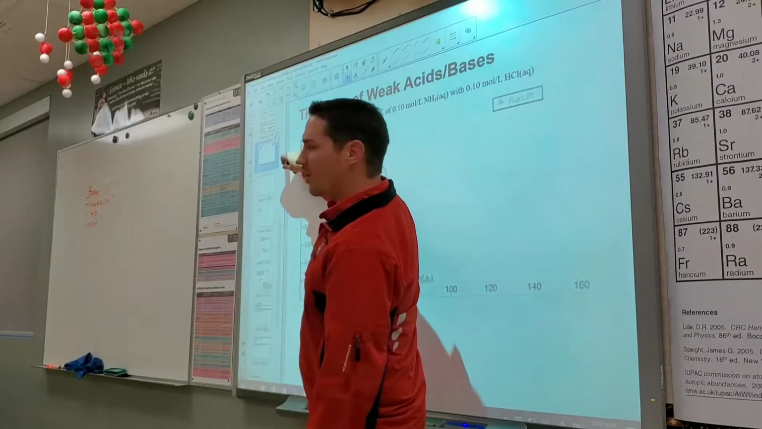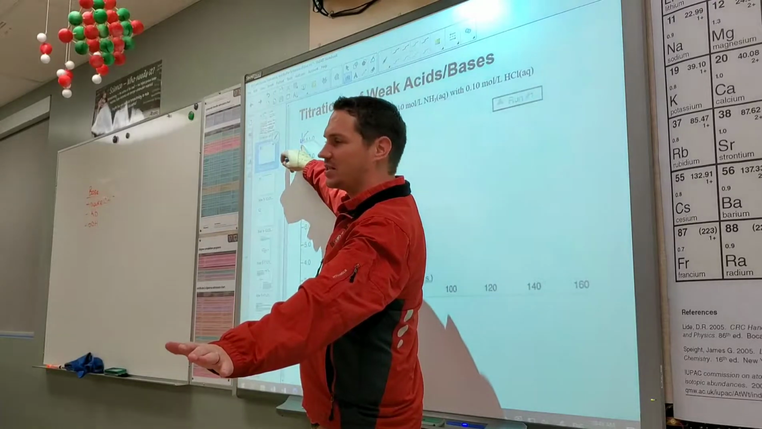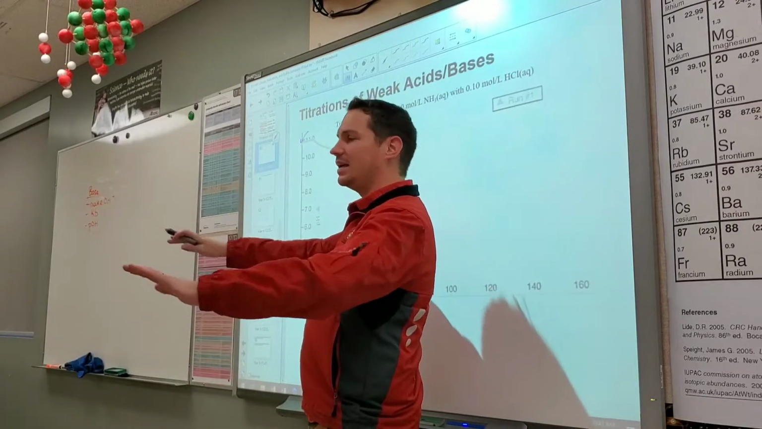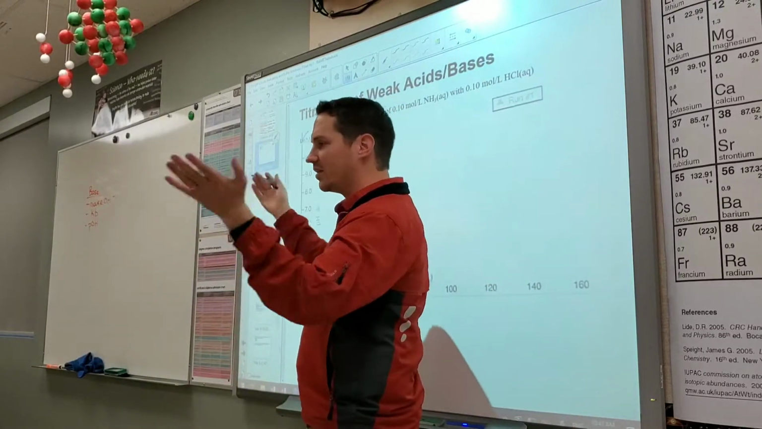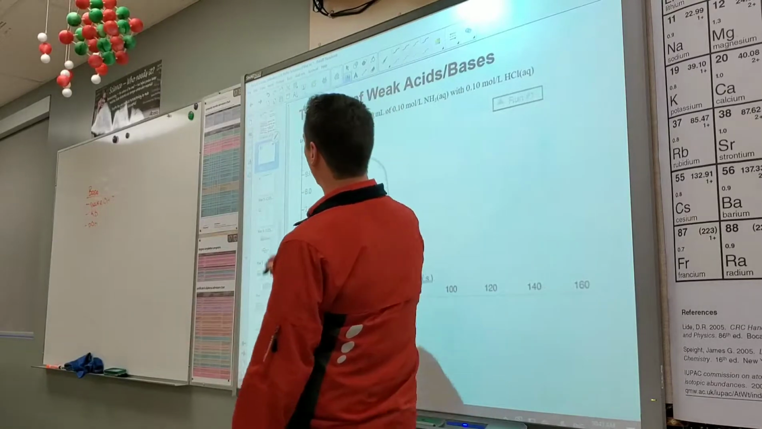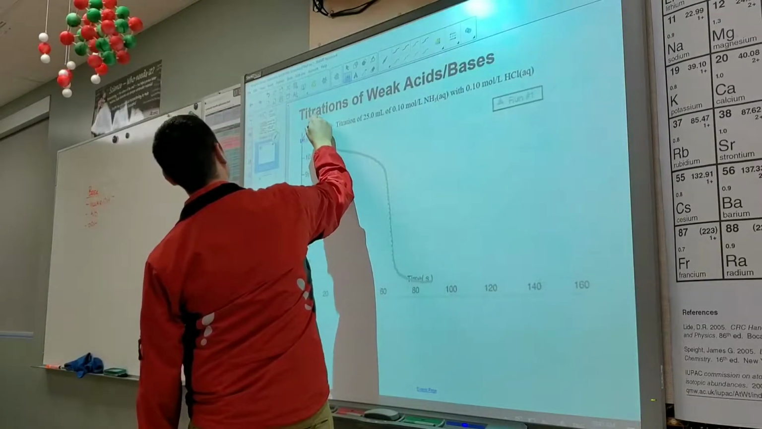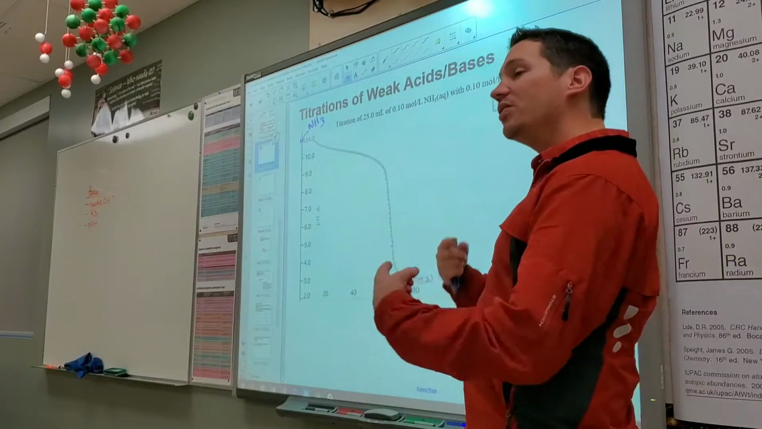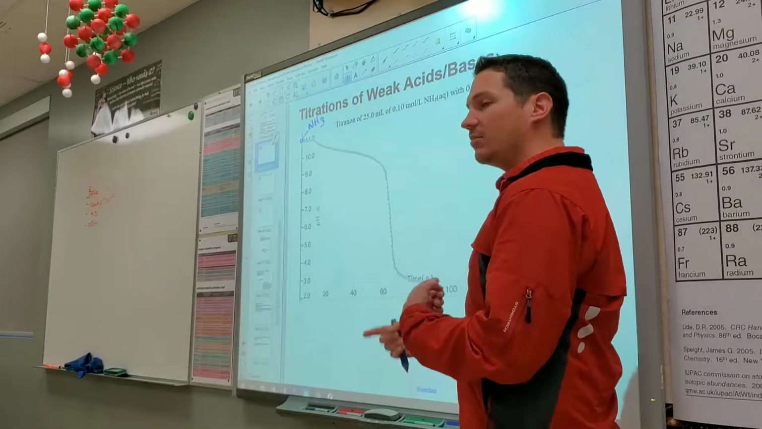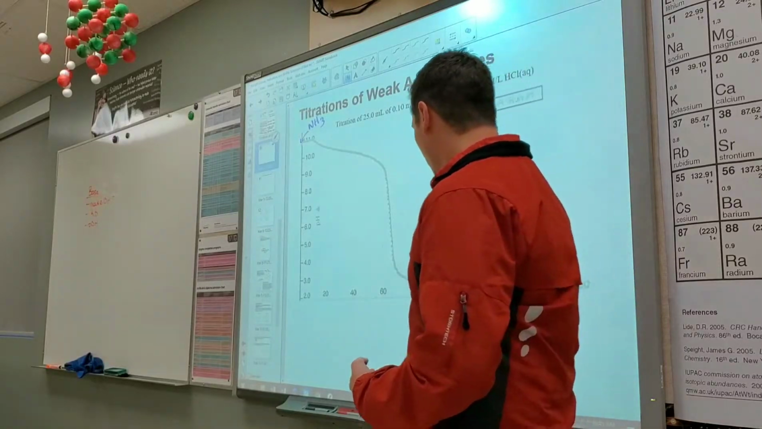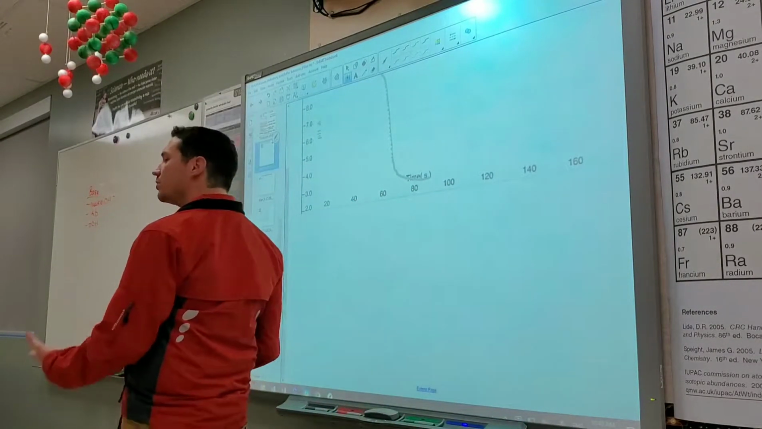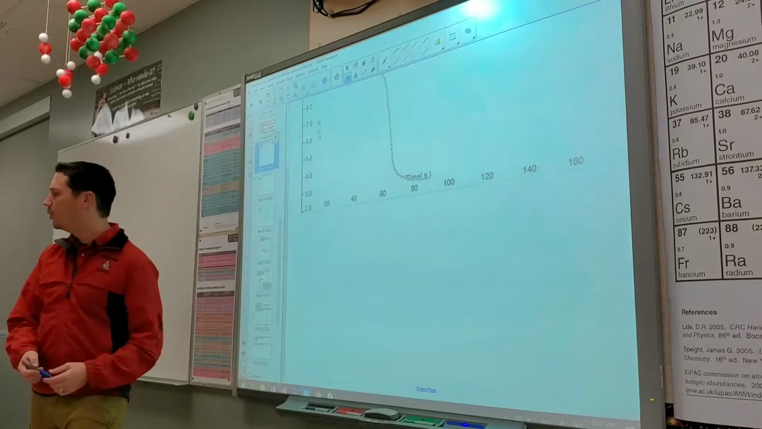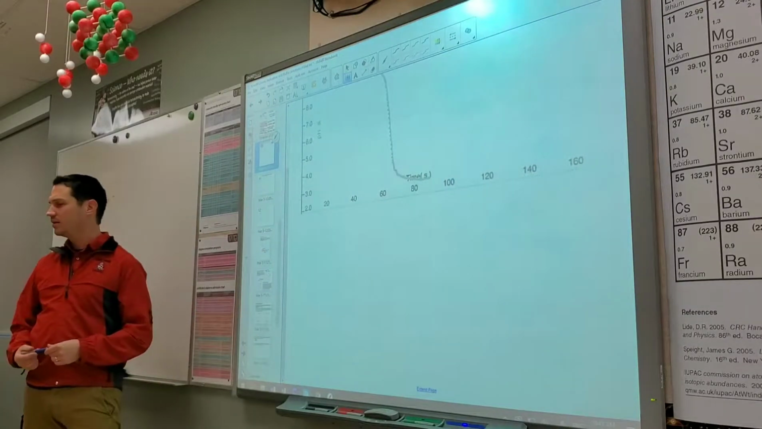Let's take a look at this. What's the only substance I have in my solution before I've added any hydrochloric acid at all? What's the only thing that I have in my solution? Ammonia. We only have ammonia. And then, slowly, as I start adding my hydrochloric acid, a reaction occurs. What's the reaction that's occurring between the ammonia and the hydrochloric acid?